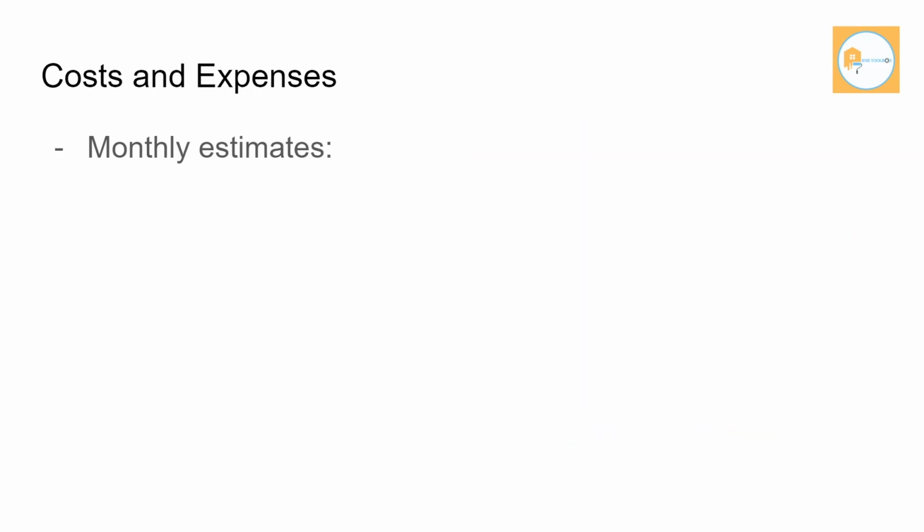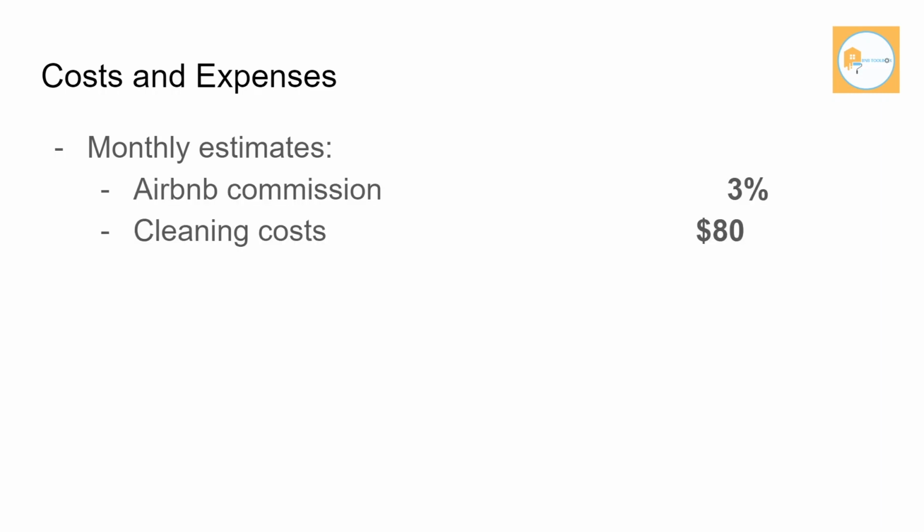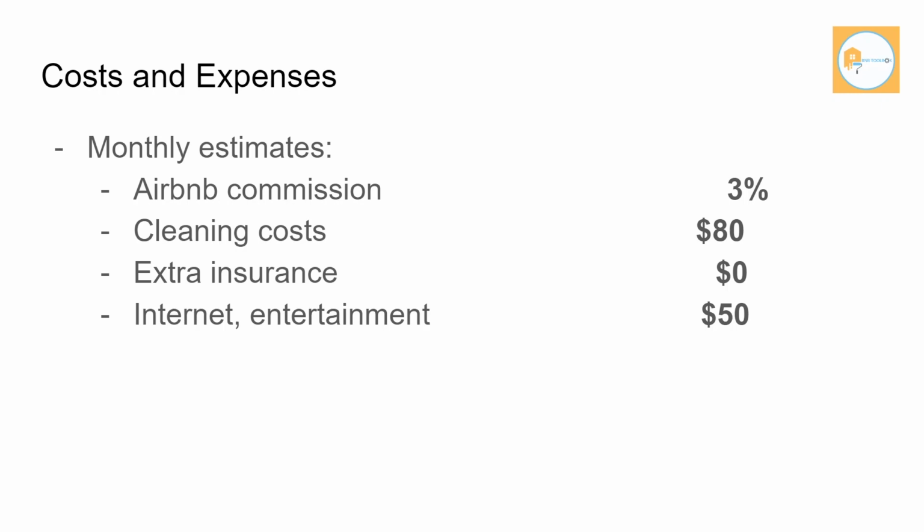So first, let's put some monthly estimate numbers to the Airbnb or short-term rental costs and expenses. So the Airbnb commission is 3% on the revenue, and the cleaning cost, let's just say, is $80 per booking. We'll just say that there's $0 extra insurance, and entertainment and internet costs $50 a month, and utilities will cost $250 a month. Keep in mind, all these numbers are fictitious. I'm just going through this as an exercise to show you how this analysis can be done.